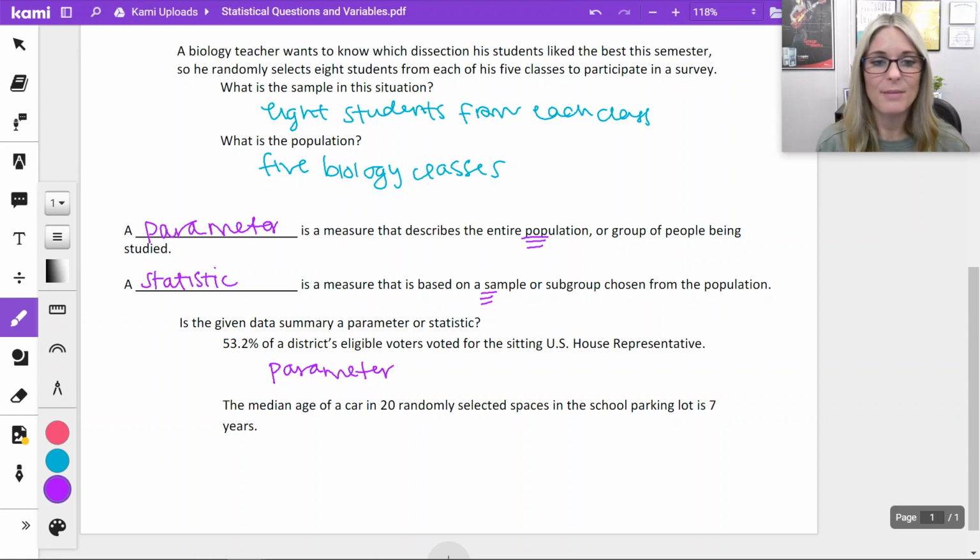The second one, the median age of a car in 20 randomly selected spaces in a school parking lot is 7 years. This one is a statistic. This may be easier for you to see and identify. They randomly selected 20 cars out of the parking lot, not looking at every car in the parking lot, which would have been the entire population. They just took a small sample, 20 cars out of the parking lot, and came up with the median age of the cars in the school parking lot. Statistic.